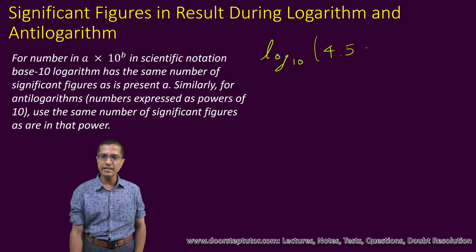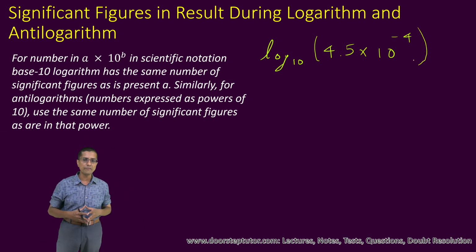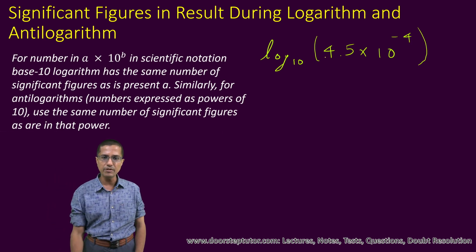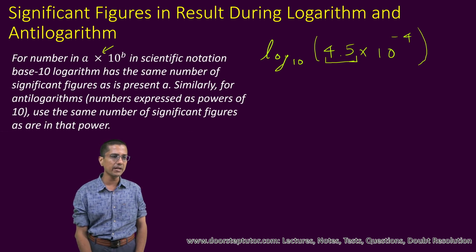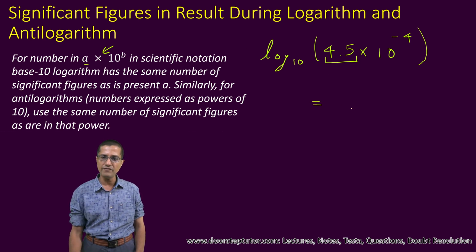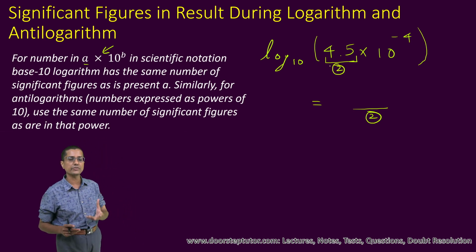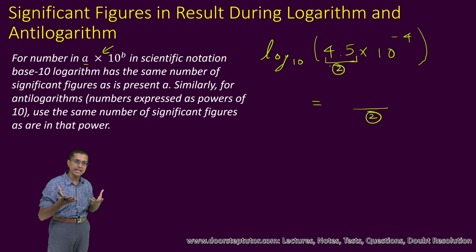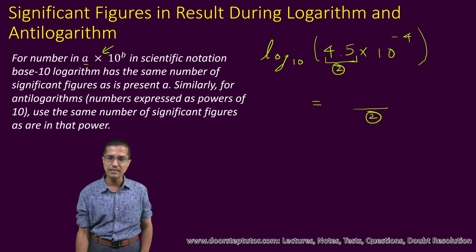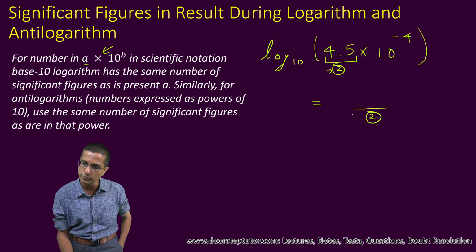So here is a simple example. The first thing that we do in such cases is that we express the number in the scientific notation. So log base 10 of a number expressed in scientific notation would have the same number of significant digits as my a. So I express the number in the scientific notation in the form of a into 10 raised to power b. My final answer would have the same number of significant figures as my a in the scientific notation. So here my a in the scientific notation has two significant figures, so my final answer would have two significant figures.